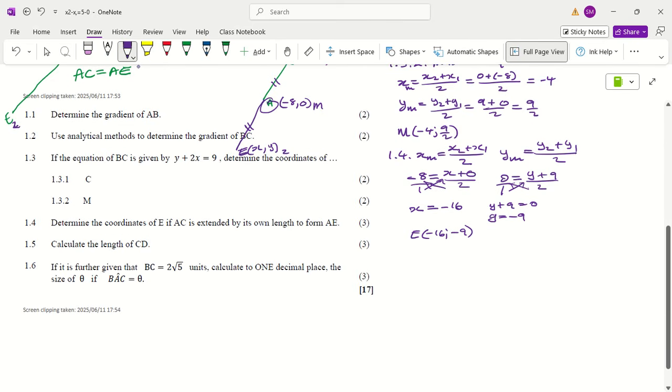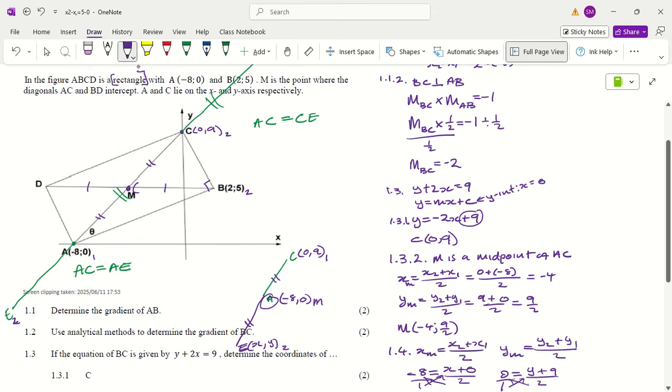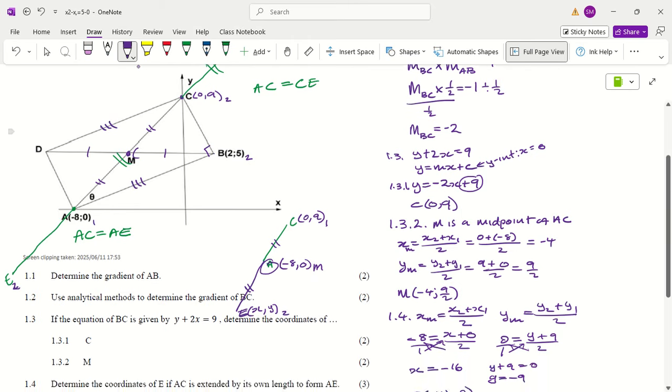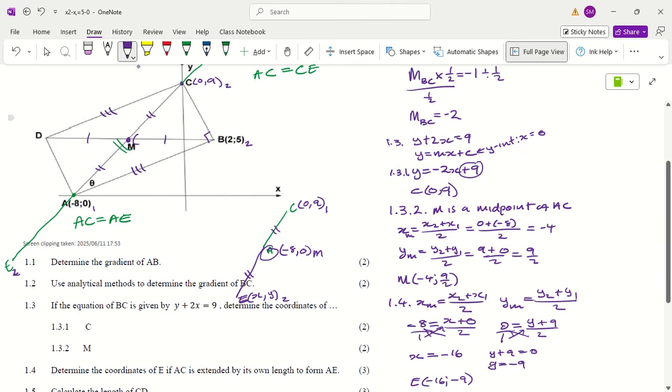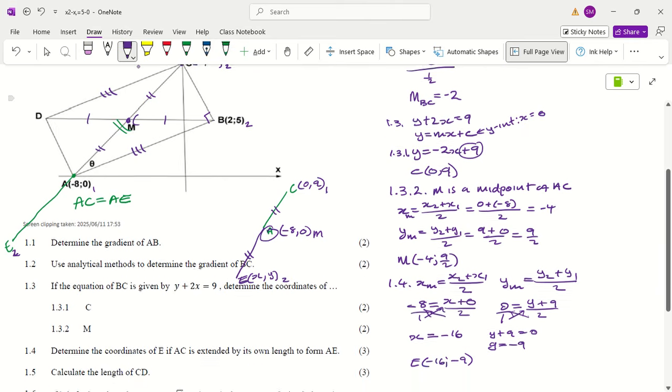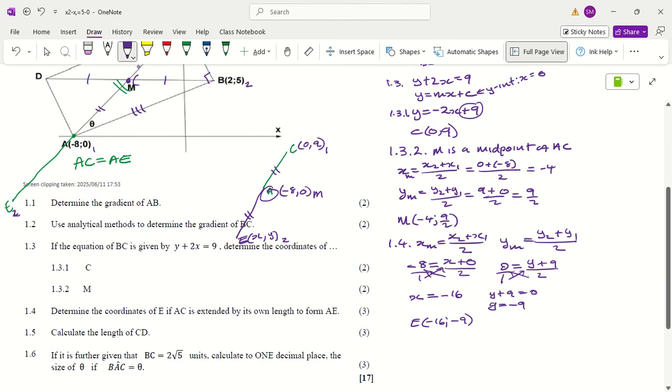1.5, we are asked to calculate the length of CD. So let's look at CD here. To find the length of CD, we know that this is a rectangle, so meaning that this side is equal to this side, so meaning that AB is equal to CD. So if you can find the length of AB, then we can find the length of CD because they are equal.